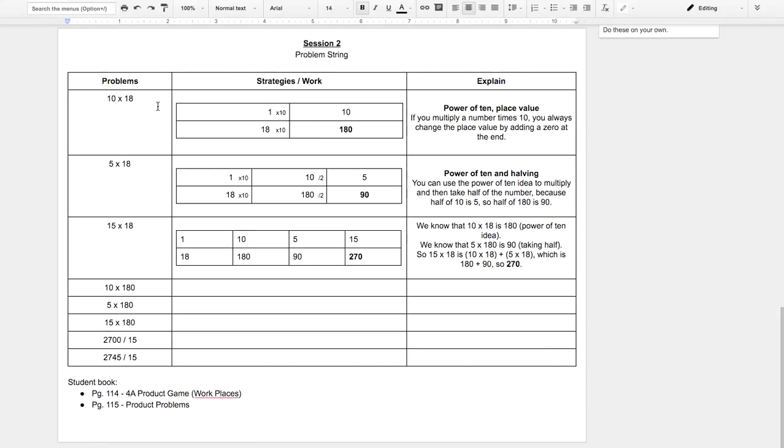Okay, so take a look. I've done some of this. You're going to do some of this on your own. And then anytime that you feel like you have understood what's going on, you can start on the homework or the classwork, which is the product game, workplaces, or in your student book, the product problems on page 115. So anytime you feel like you're getting this, you can stop it or come back to it later and go and get started on these things. Maybe you'll have a challenge, and then you can come back to this video to get some more ideas about how to solve those things.